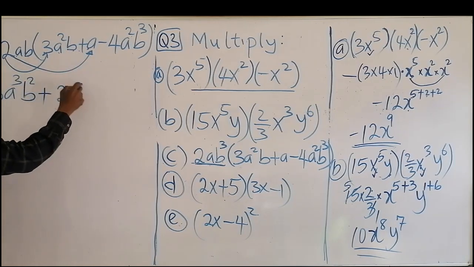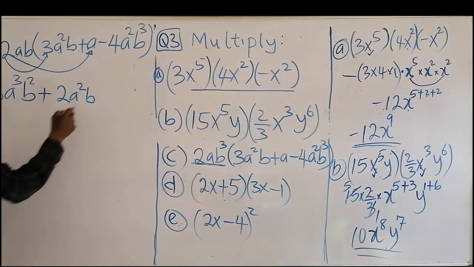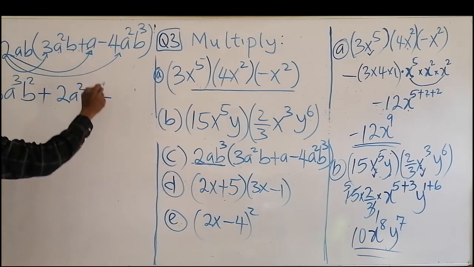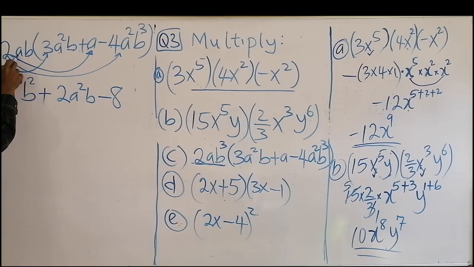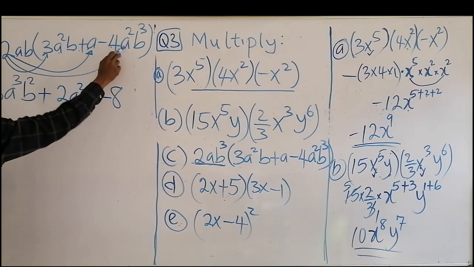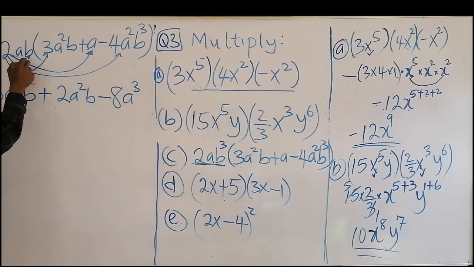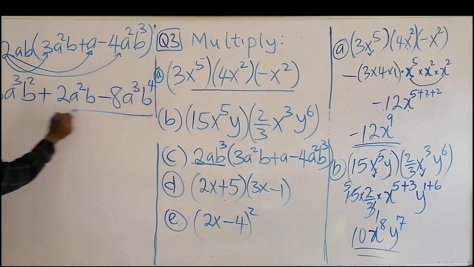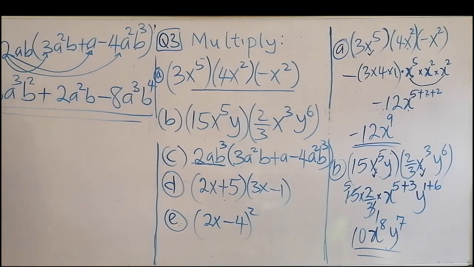Plus, this one again, times this one, so that will be what? 2A, that's A squared, then followed by what? Then finally, 2, this one again, times the last one, 2 times 4, that's 8. Then A is here, we have one of these, we have 2 here, making what? Making 3. B, we have 1 here, we have 3 here, making B to the power 4. And that is that on this question, okay?